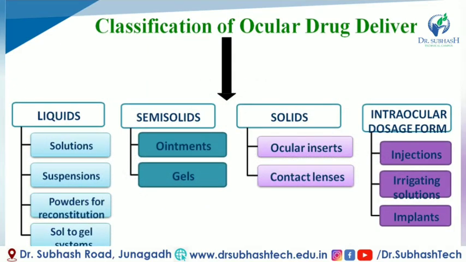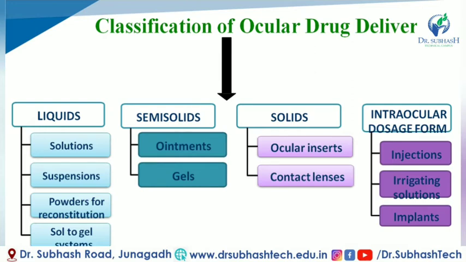First of all, classification of ocular drug delivery. In classification of ocular drug delivery, it is mainly divided into four types: liquids, semisolids, solids, and intraocular dosage forms. First one, liquids. Liquids are subdivided into four types: solutions, suspensions, powder for reconstitution, and sol to gel system.